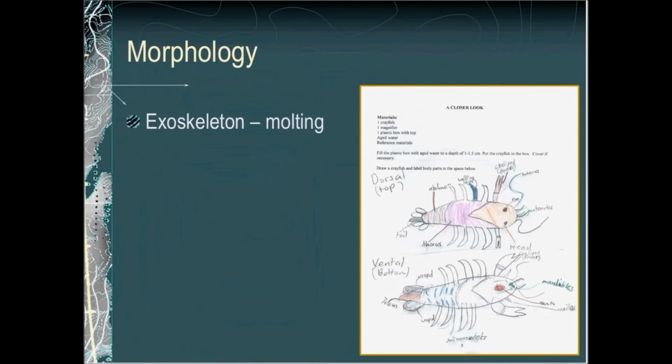So let's talk a little bit about the morphology, because in order to know what kind of crawdads you have, you've got to know what to look for, and there are some things that are very specific to crayfish. One of the things that's not specific is the exoskeleton. A lot of invertebrates have an exoskeleton that requires them to molt in order to grow. We're going to talk about molting in a little bit because of its importance to the reproductive life cycle of these animals.